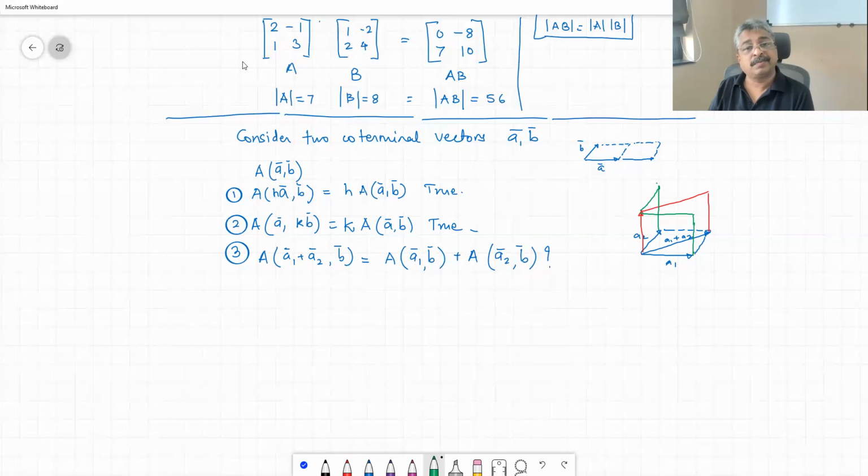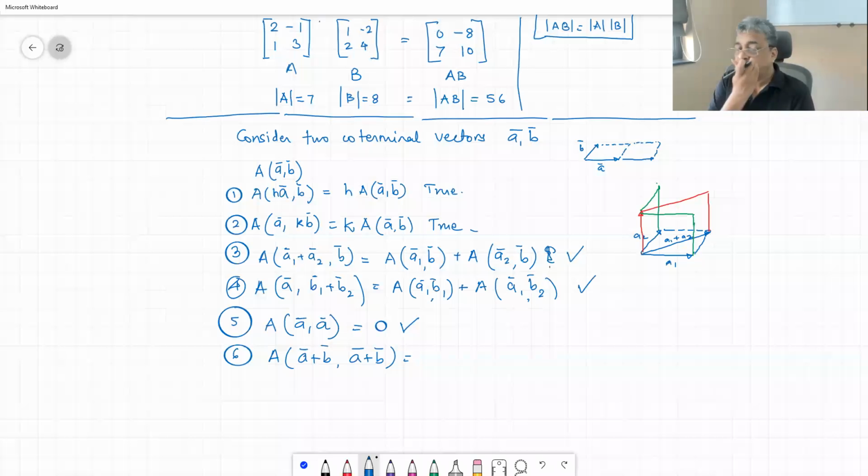Okay, property number 3 will work. Similarly, property number 4 also will work. Then fifth property, area of A comma A. Of course, it is only one vector, therefore area is going to be 0. Area of parallelogram formed by A and A, coterminal, 0. So sixth is area of A plus B comma A plus B. We know it is 0.